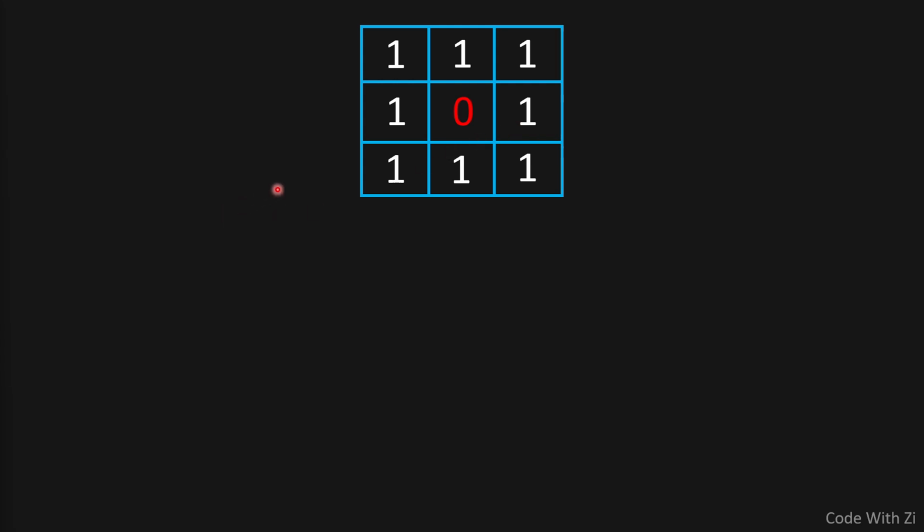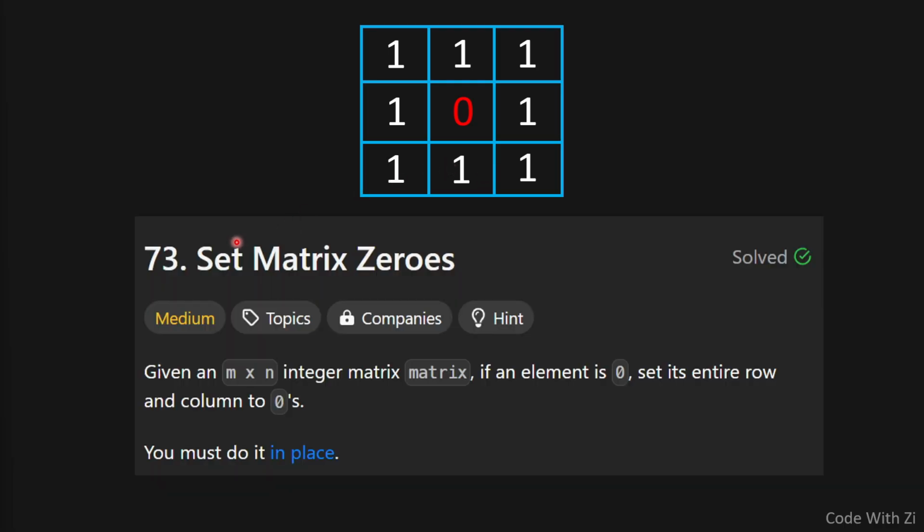In today's video, we've got to modify this matrix that we have here. Why? Well, because that's what LeetCode 73, Set Matrix Zeroes, is asking us to do. As you can see, it says, given an m by n integer matrix called matrix, if an element is 0, set its row and column to zeros. And here it says we must do it in place.